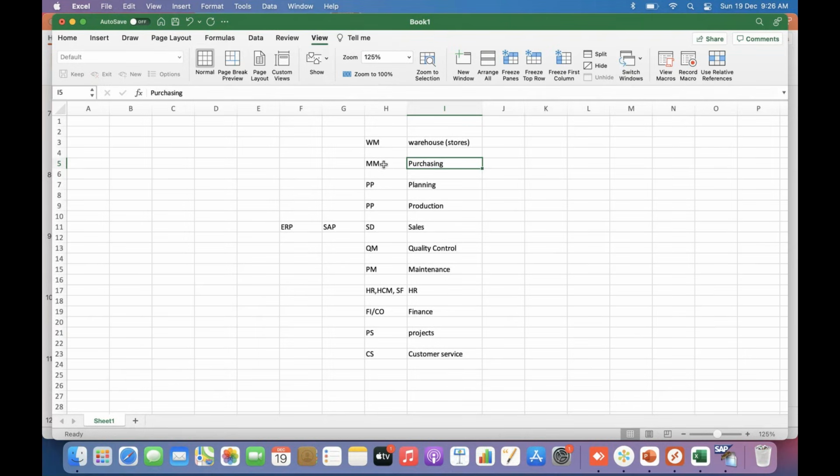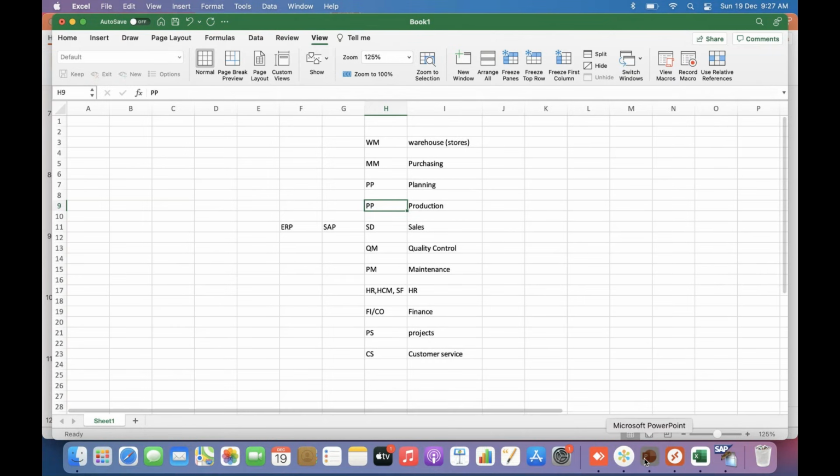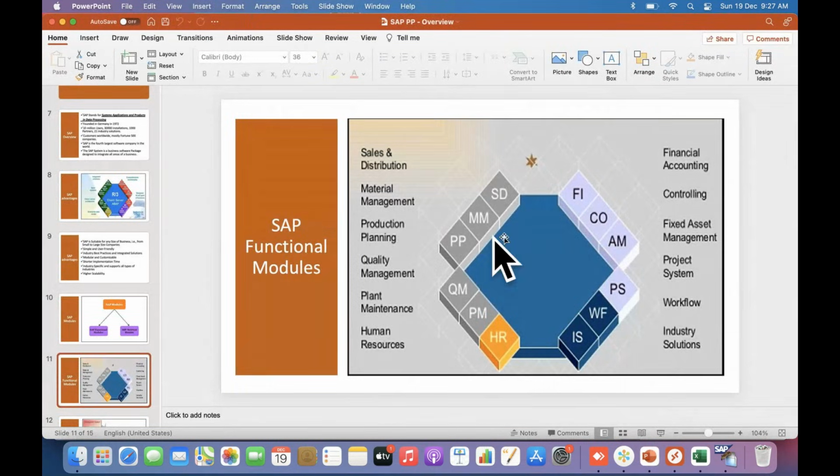Suppose, let's say, the production team. Every day the production team records what product they produced, what quantity they produced, what machines were used during production, when they started production, when they completed production, what the output is, what the loss or scrap is. All this information they will enter in the system using this PP module. So the functional modules will take care of the business processes. Okay, so now let's move on.